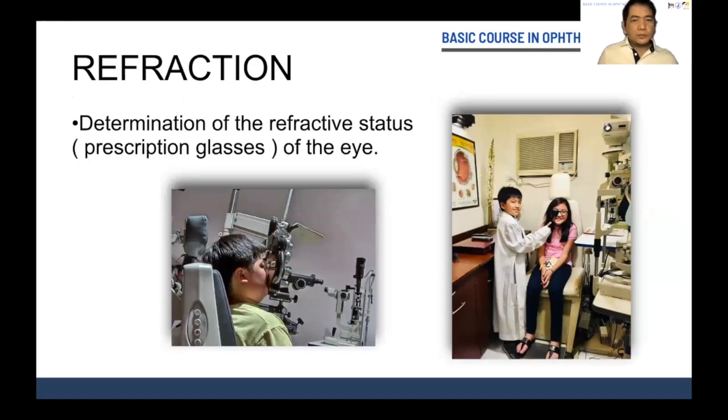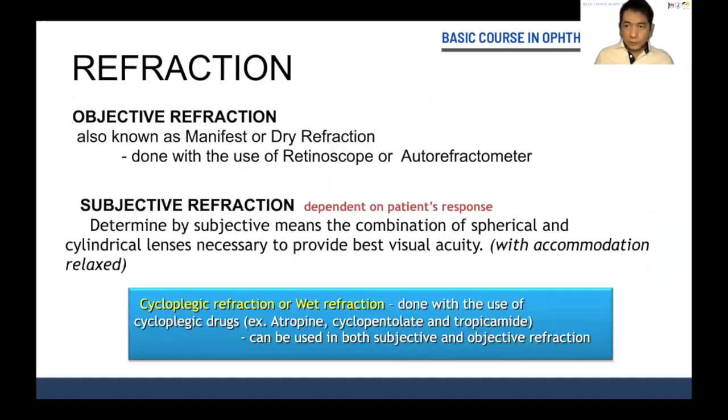Basically, refraction is determination of the error of refraction or the refractive status of the eye. And that is the amount of the prescription glasses that you will prescribe in your patient. There are two types of refraction, the objective refraction and the subjective refraction. Objective refraction is also known as manifest refraction, and it is being done with the use of retinoscope or autorefractometer. And subjective refraction is dependent on the patient's response.